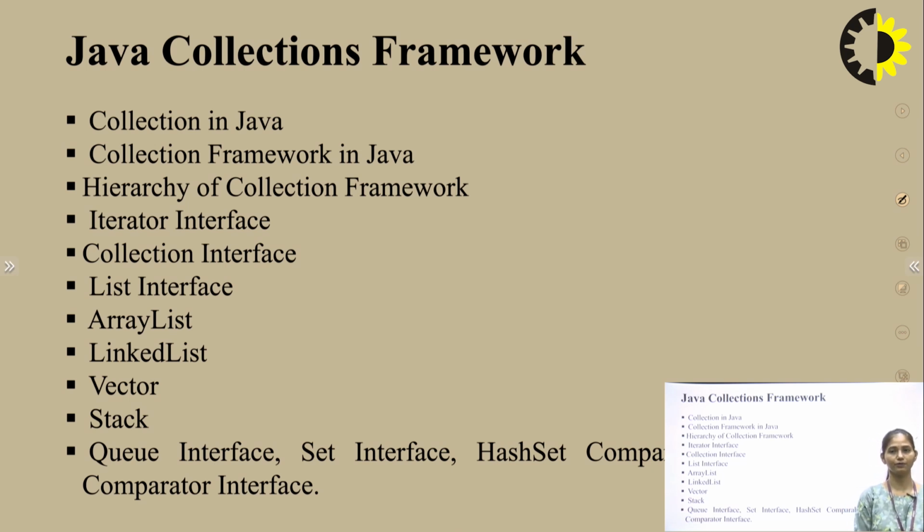That means you are going to store different types of elements in different manners, with various methods available to perform operations on them. So the Java collection framework covers the collection in Java, the hierarchy of collection framework, and array list, linked list, vector, stack. So what are these going to cover?